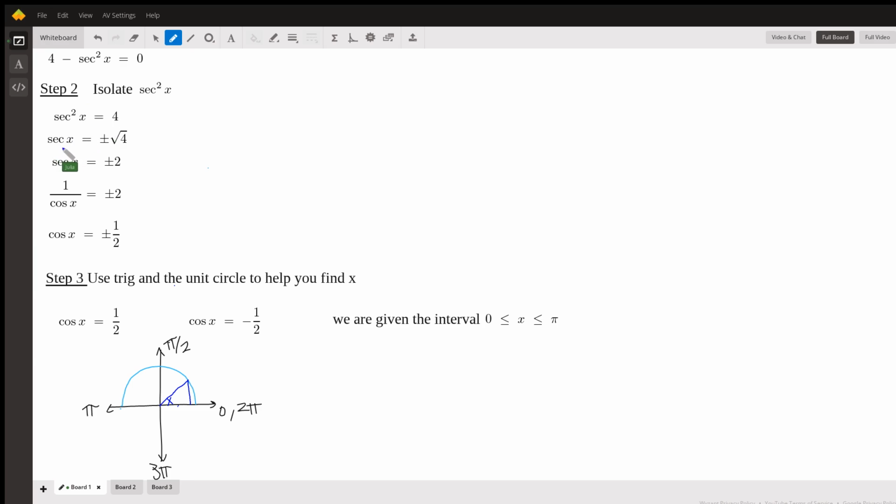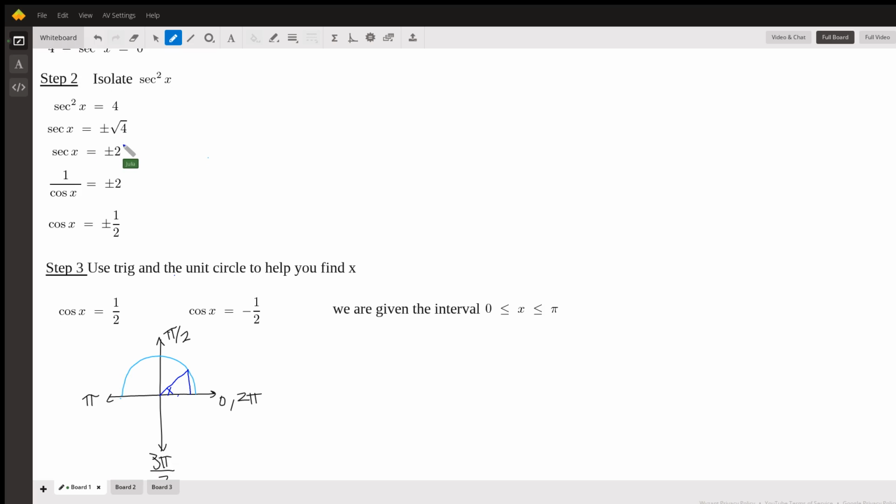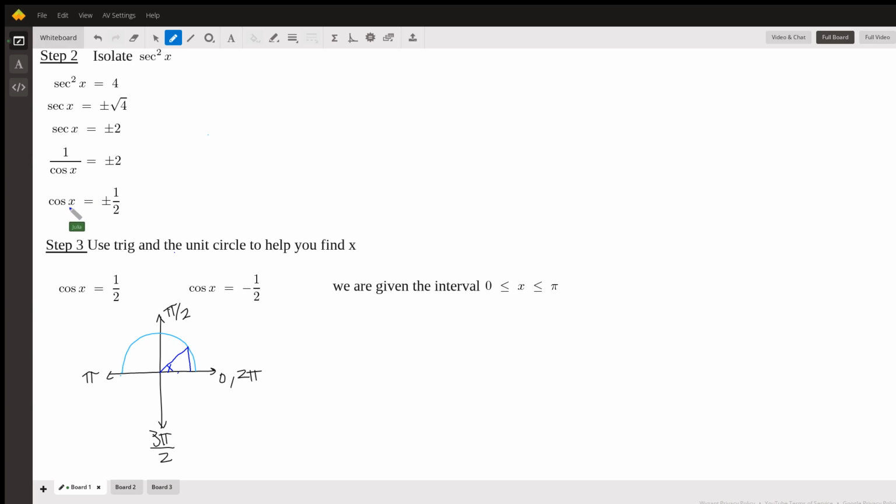Then we go ahead and take the square root of both sides. So secant x equals plus or minus the square root of 4. And so then secant x equals plus or minus 2. And secant x is the same as 1 over cosine x. And 1 over cosine here is going to equal plus or minus 2. And so then cosine x is equal to plus or minus 1/2. So that means that cosine x is equal to positive 1/2 and cosine x is equal to negative 1/2.